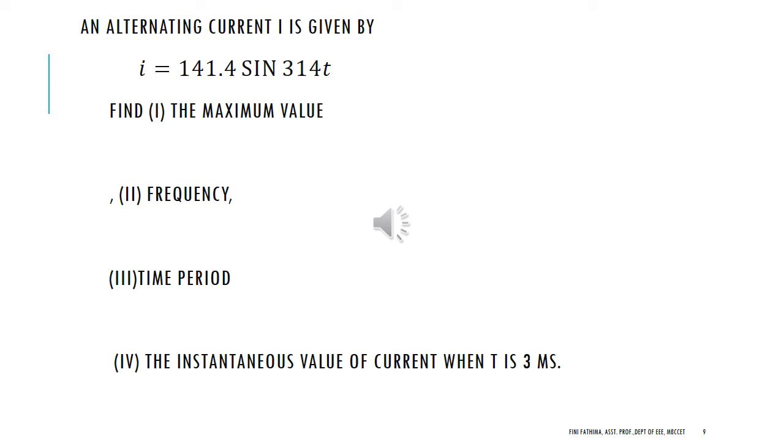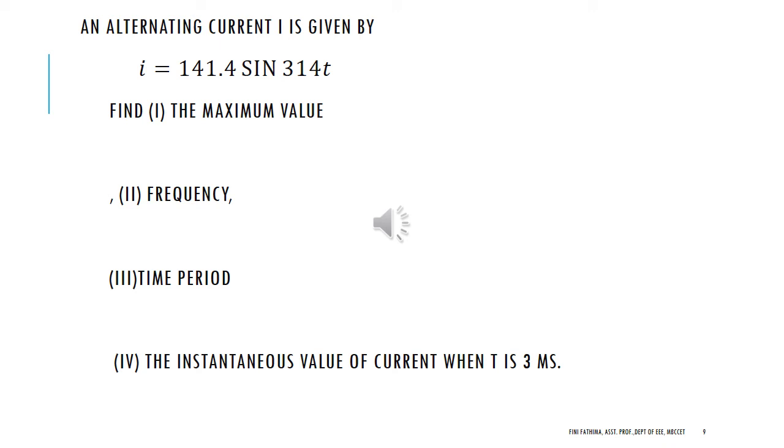Another question, this is a university question, it is very important. An alternating current is given by an equation. We have to find the maximum value. So Im sin omega t, that Im is 141.4. It is very easy. So the maximum value is 141.4.